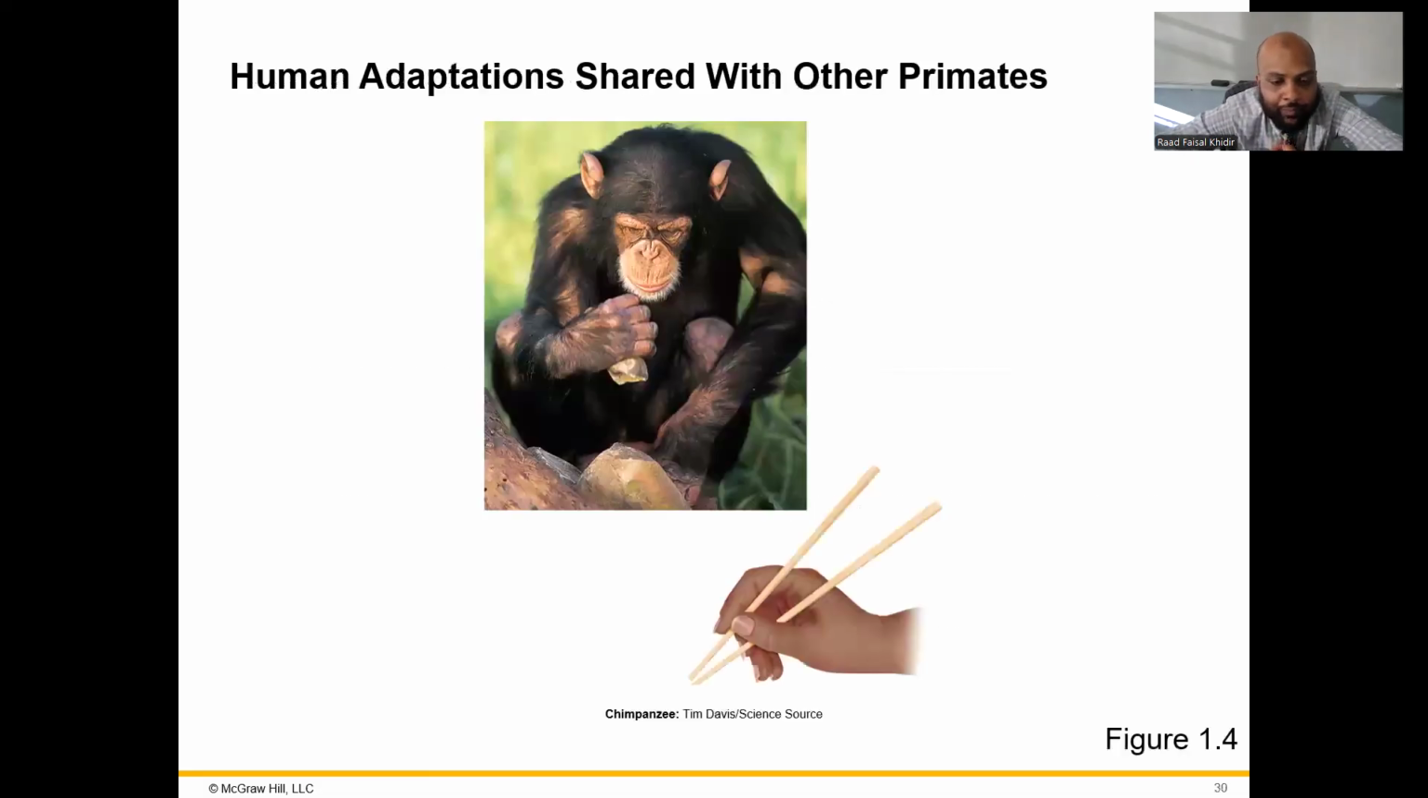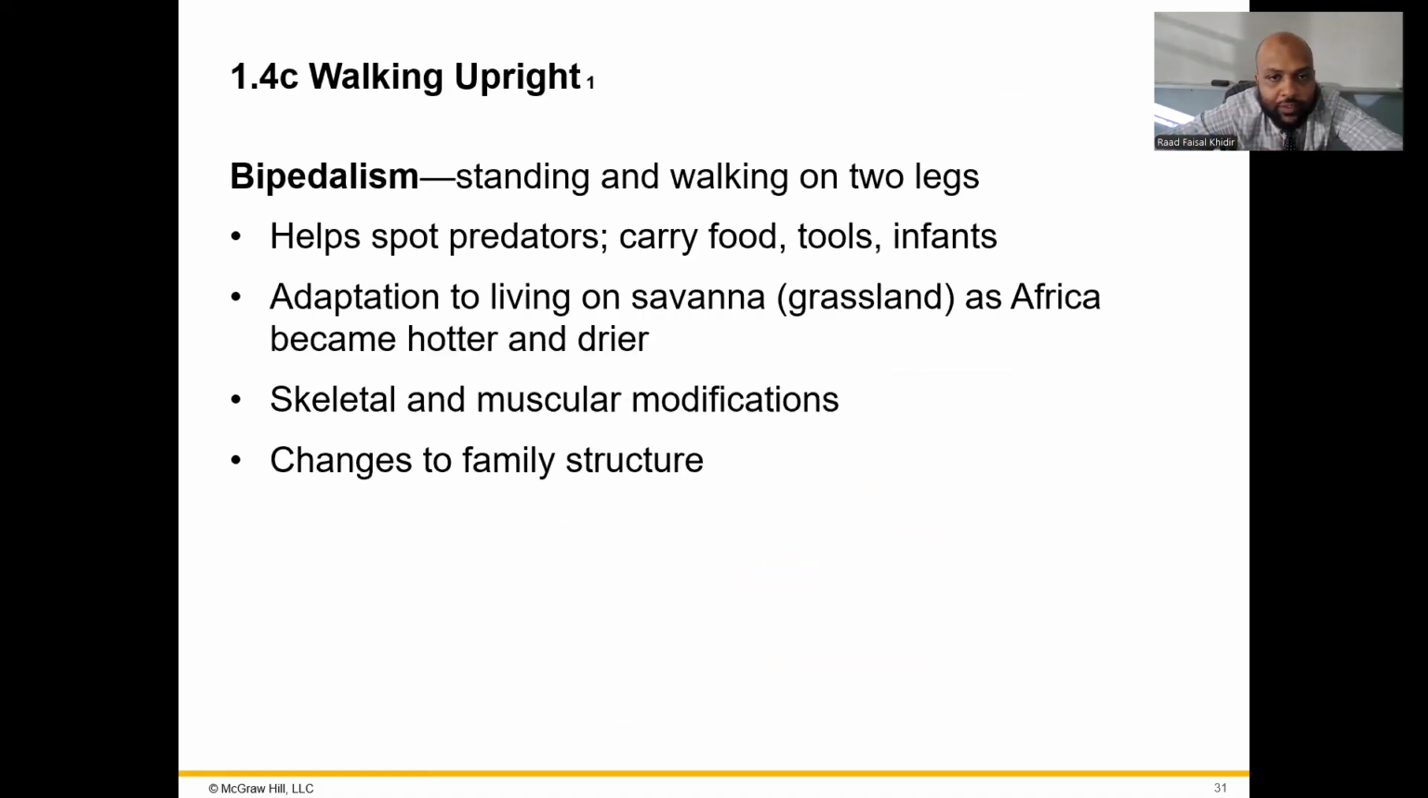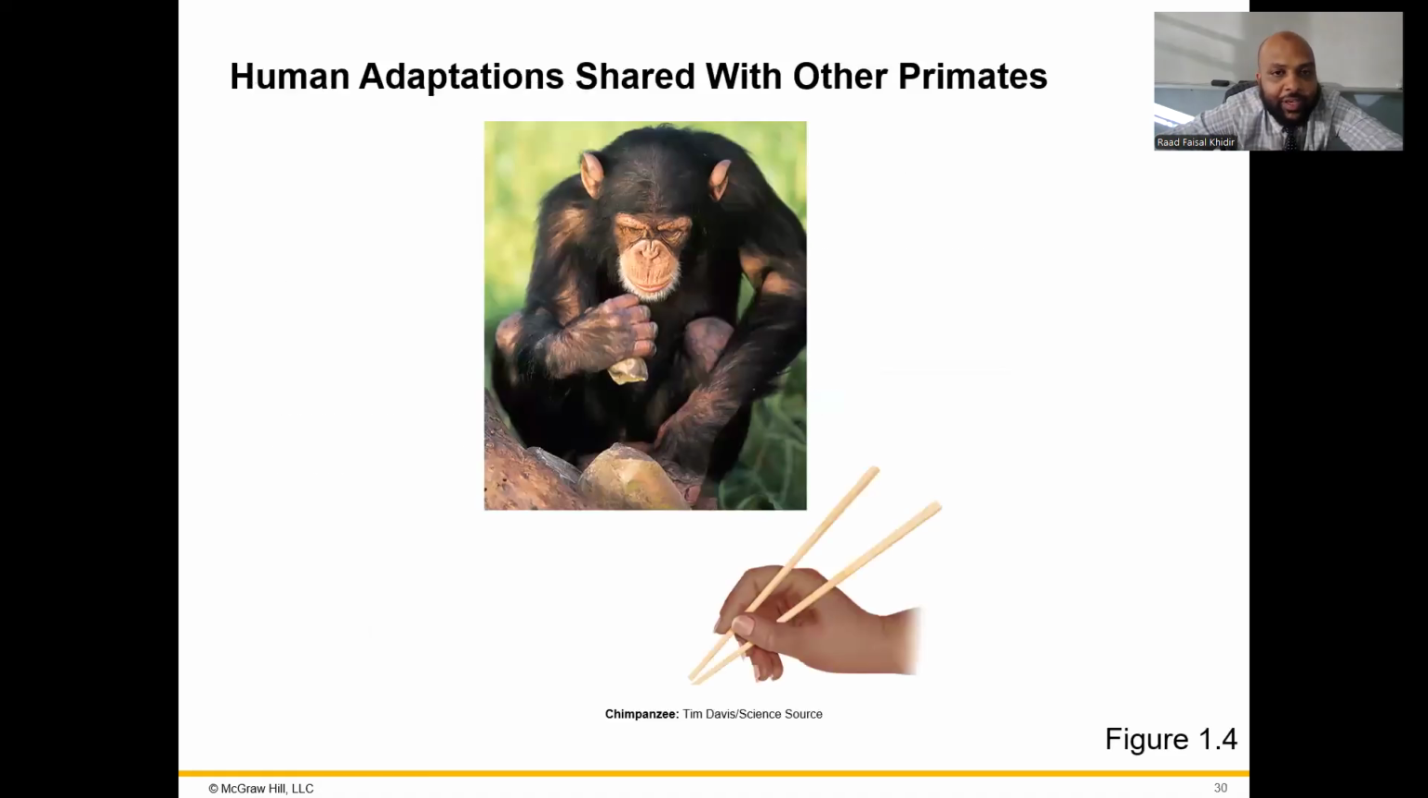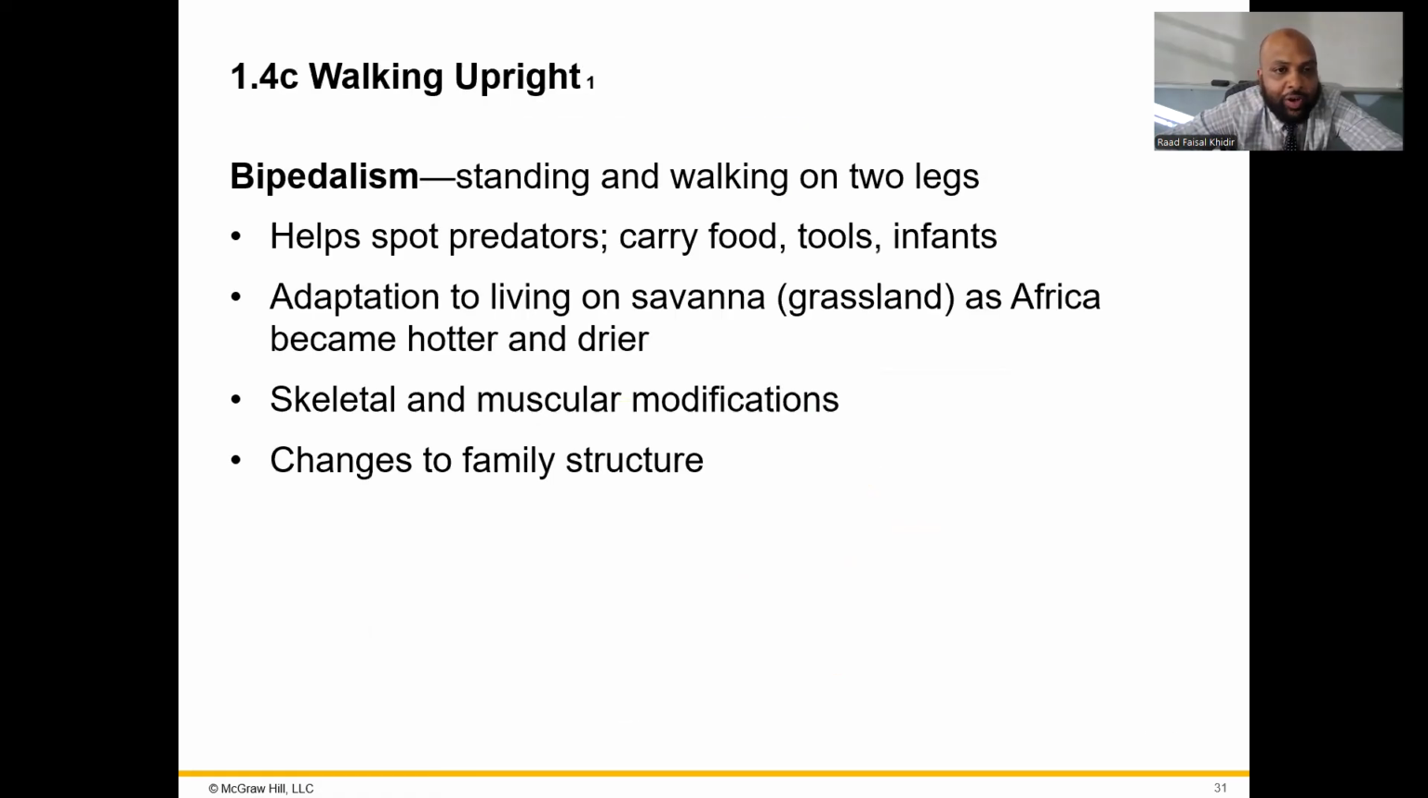So we can remember where the food was, and we can start putting information together to help us get to our goal. Okay. So now we have other human adaptations that are shared with other primates, which is walking upright. That is known as bipedalism. So we're not the only ones who walk on 2 feet. So standing and walking on 2 legs is known as bipedalism. What does bipedalism mean?